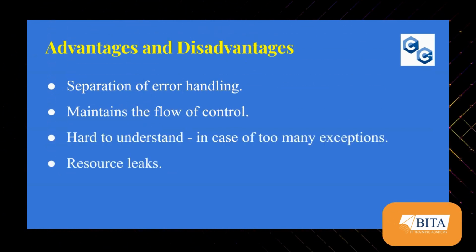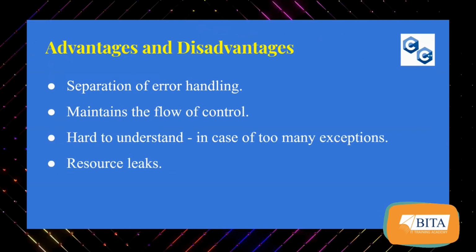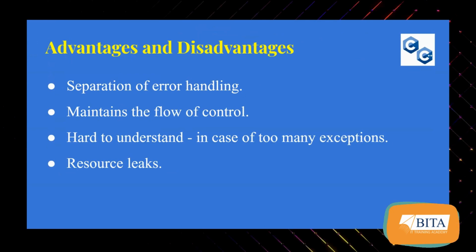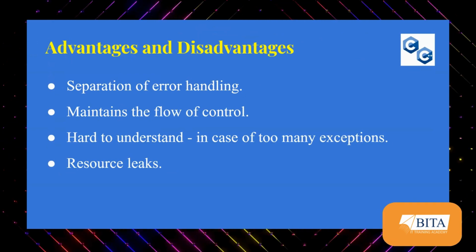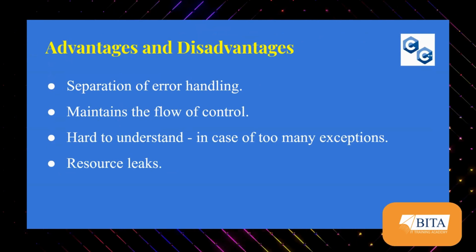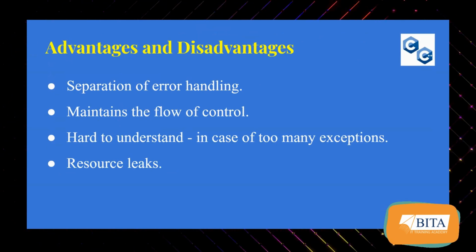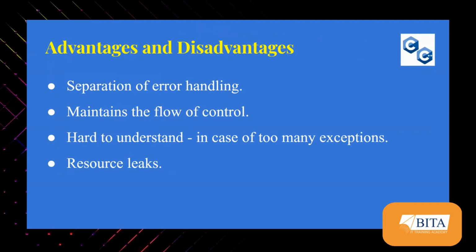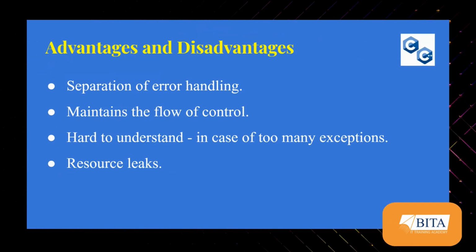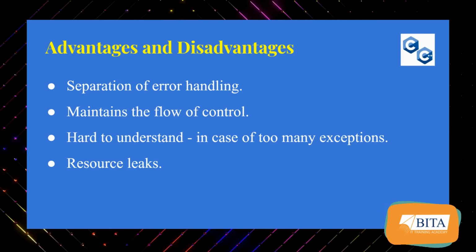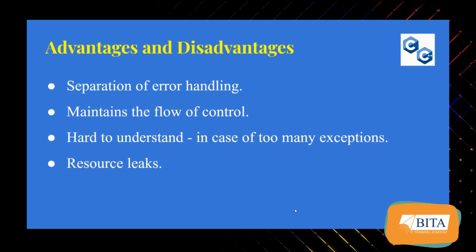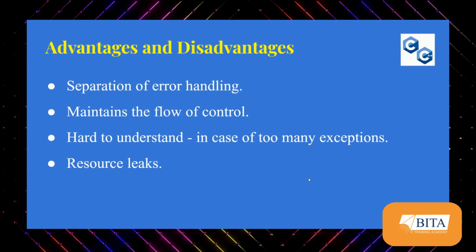So let us compare it with the traditional method. In the traditional method, we use if-else for this purpose. It gets mixed up with the normal flow, making the code less readable and maintainable. The try and catch block separates it from the normal flow, makes the code easily understandable, and it also saves resource leaks. Okay, we'll understand with the example now.